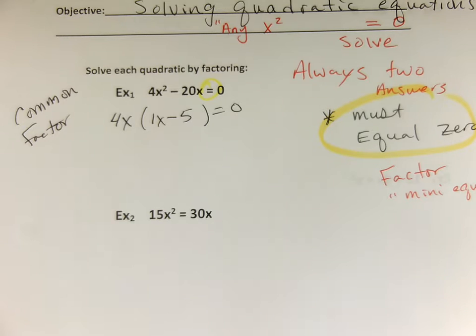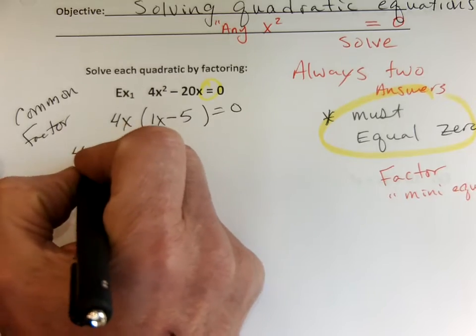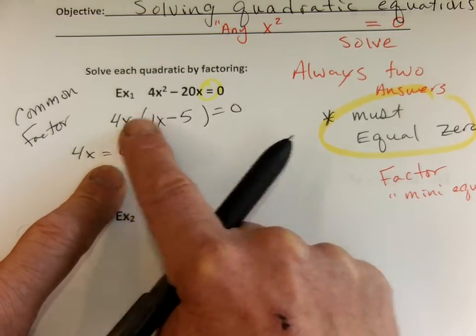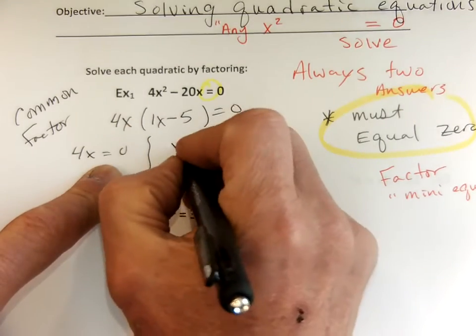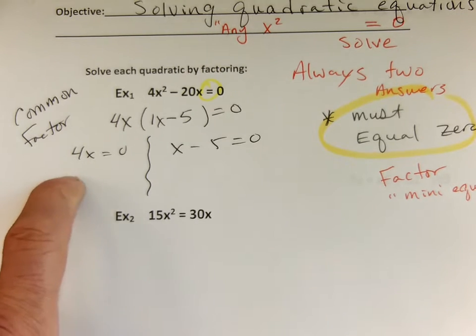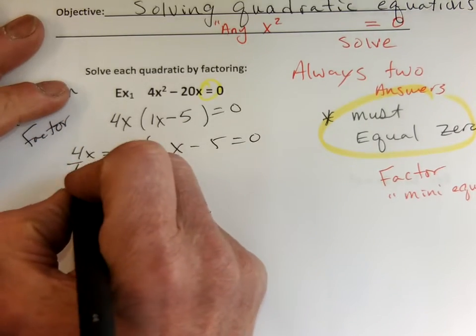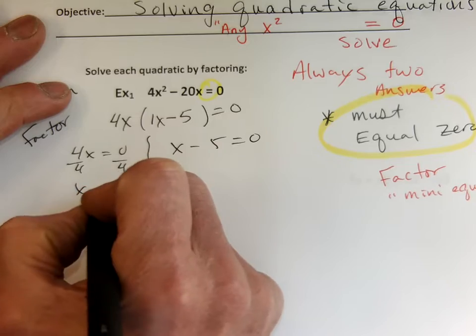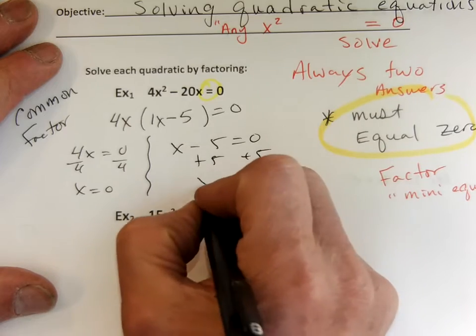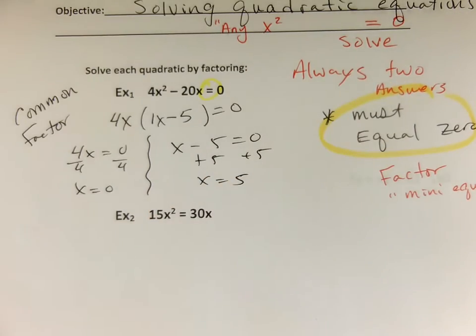Now I have my mini equations, right? Since I have my mini equations, I just want to solve them. I'm going to go 4x equals 0. And I like to put a little dividing line. So I got 4x equals 0 and 1x minus 5 equals 0, right? And I'm just going to solve. Yes? Do we have to put the 1? No, you don't have to put the 1 at all. Good question, Grace. So then, to solve for x, I divide by 4 on both sides, I get x equals 0. That is one answer. I go plus 5 plus 5, x equals 5. Those are my two zeros.